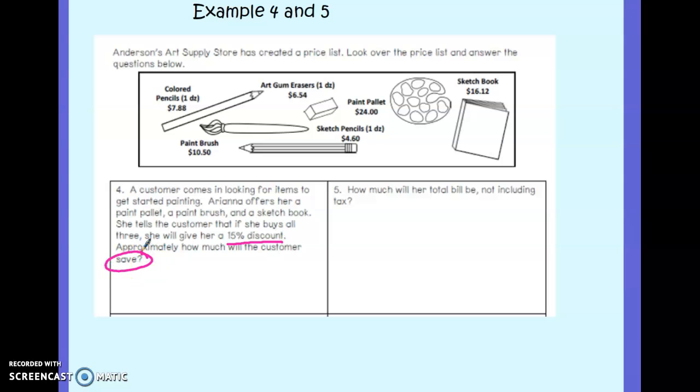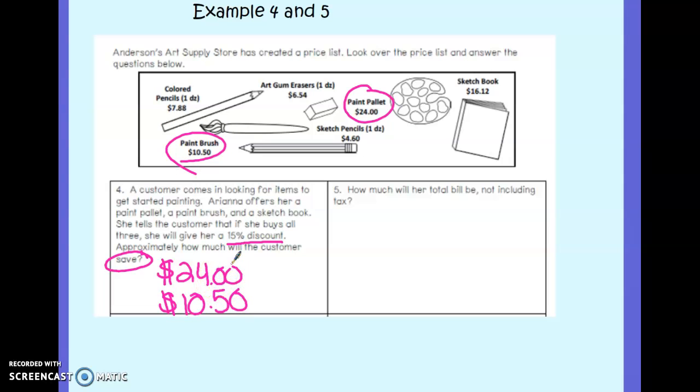We're trying to find how much the customer is going to save. So we have a paint palette, which is right here, $24. We have a paintbrush, which is here, $10.50. And a sketchbook, which is here, $16.12. We're going to add all 3 of these together. That's $50.62.